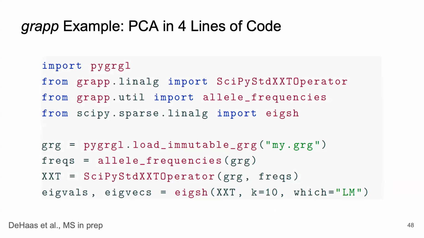So how easy is it to implement? The PCA method I just showed you was implemented in 4 lines of code after we built the infrastructure. It is now the fastest PCA method. All we need is to import the pygrgl GRG library, and then import SciPy. Then we have 4 lines of code leveraging the SciPy method to compute eigendecomposition. That gives us the identical result to Plink, but is orders of magnitude faster.